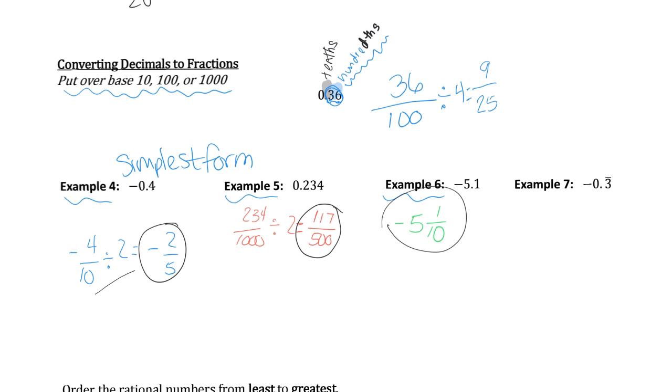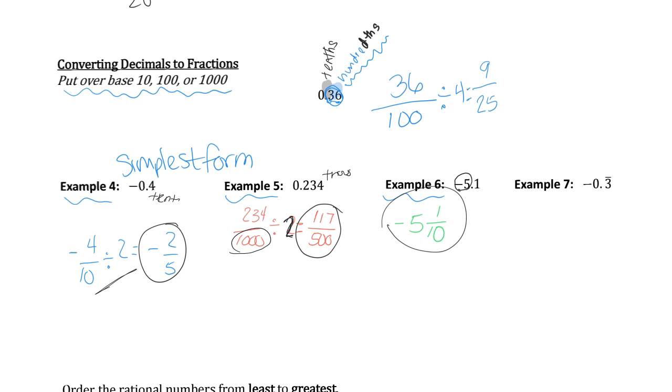Okay, so first one can be simplified to -2/5 because this was the tenths place. This was the thousandths, which is why we put it over 1,000. If you don't know what to divide it by, always start with 2. Okay, and you could just keep on going. Always start with the basics if you're not sure. You should be able to get down to 117 over 500. Example 6 was a little tricky because we had that 5 out front, which we haven't really talked about, but it just becomes a mixed number. So it just becomes -5 1/10.